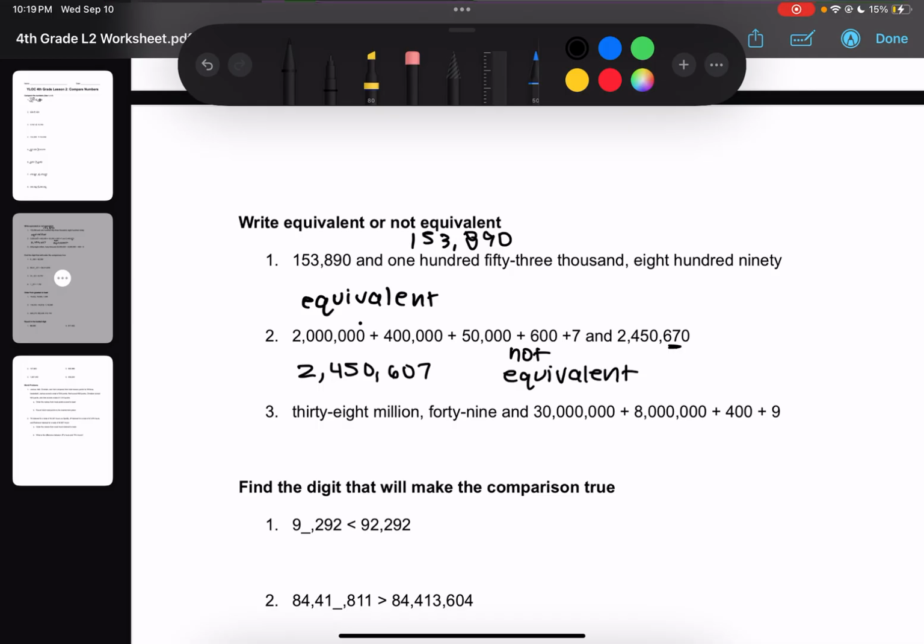Okay, number 3 says 38,049. And then we have to add all these values together, which is going to be 38,409. So as you can see, the hundredths place value here makes it greater than this first value, so it is not equivalent.